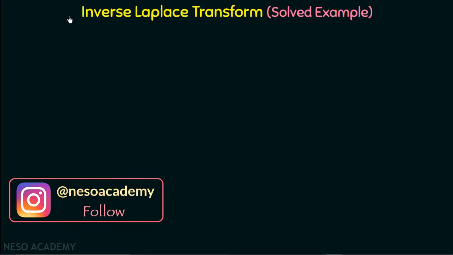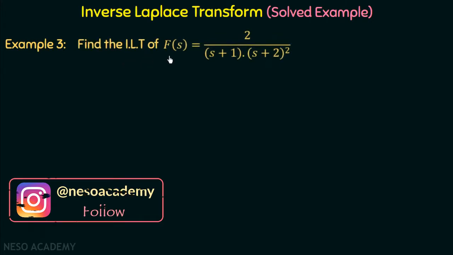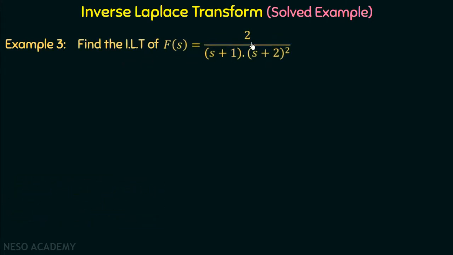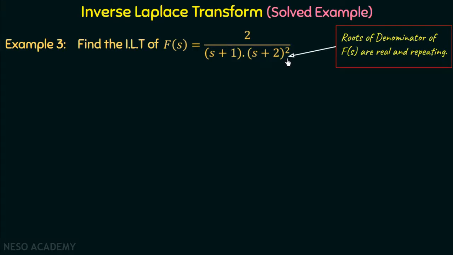And now in this presentation, we are going to discuss the case number 2 of partial fractions in which the denominator of F(s) has real and repeating roots. And we will discuss it with the help of one example. The example is: find the inverse Laplace transform of F(s) equal to 2 over (s plus 1) multiplied with (s plus 2) whole squared. Now we can observe in this particular case that the roots of the denominator of F(s) are real and repeating. This is the case number 2 of partial fractions, and we will solve it by splitting these two terms as two different fractions.